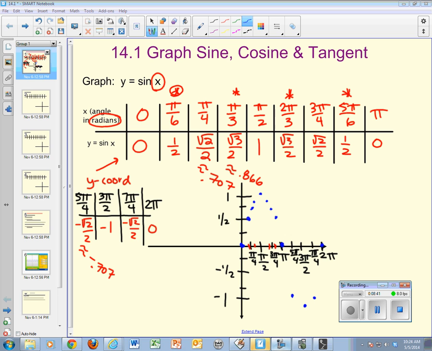Okay, so let's just kind of go through this together and make sure we're all in the same spot. So 5 pi over 4, if you go to that angle, you again have to correct me if I'm wrong on any of these, you guys. Negative square root of 2 over 2, which is negative 0.7 approximately. 3 pi over 2 has a y coordinate of -1. 7 pi over 4, negative square root of 2 over 2 again. 2 pi, now we're at a y coordinate of 0.